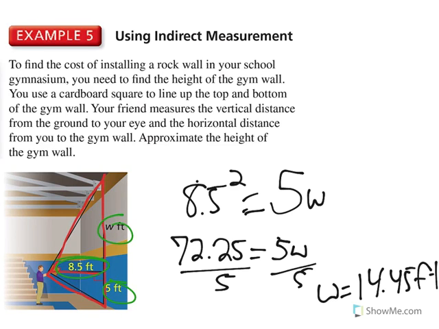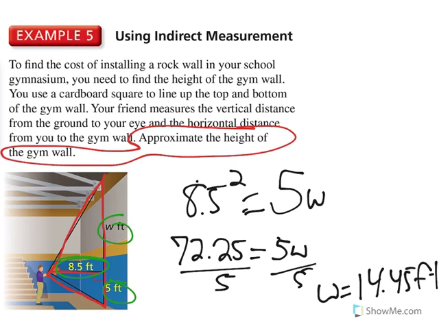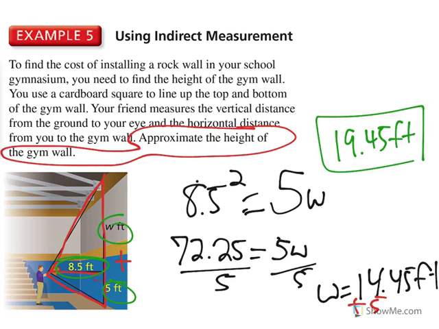So this is the height of w, but notice what they asked in our question. They said approximate the height of the gym wall. The gym wall is made up of that whole side, so I'm going to have to do my w plus my 5 feet. If I add 5 to this, I end up getting 19.45 feet for the height of the gym wall.